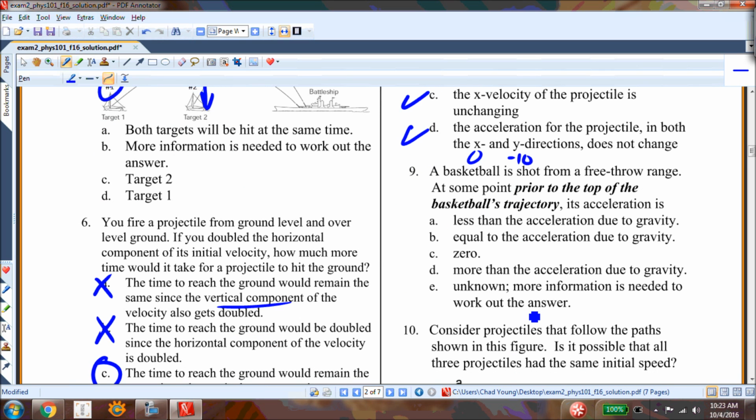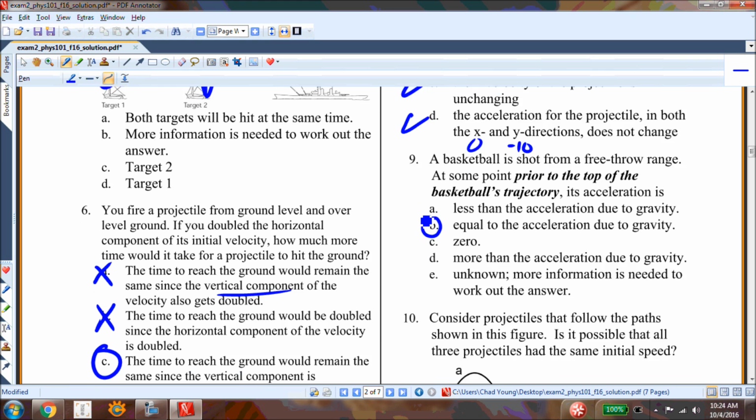A basketball is shot from a free throw range. At some point prior to the top of the basketball's trajectory, the acceleration is what? Well, the acceleration in the y direction is always the same. It's always -10, and in the x direction it's always 0. So let's see. Okay, so the answer here is going to be B, equal to the acceleration due to gravity, because the total acceleration is ax and ay. So since ax is 0, ay is the acceleration due to gravity.